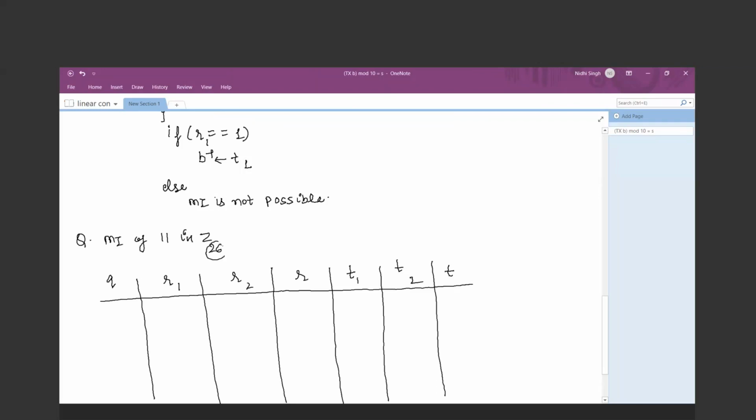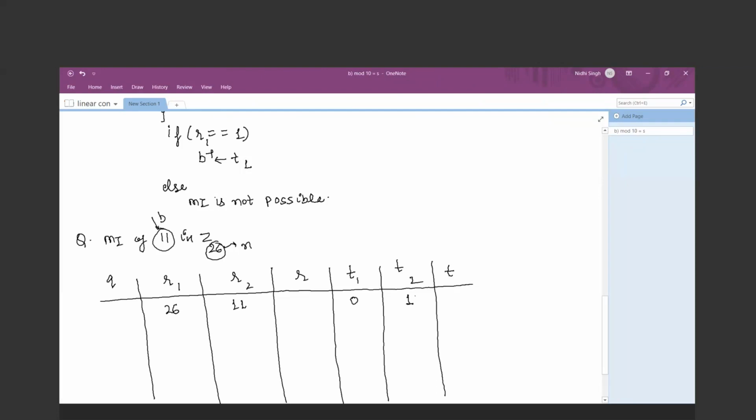Here, this value indicates N and this value indicates B. So what is the value of R1? R1 will be the maximum value between B and N. So what is the maximum value here? 26. So I will put 26 over there. Minimum value is 11 over there. Value of T1 is 0 and value of T2 is 1.